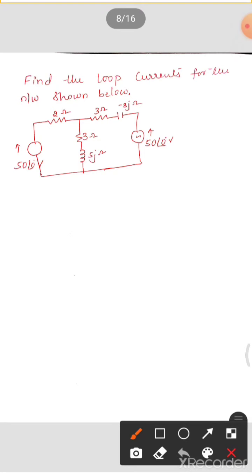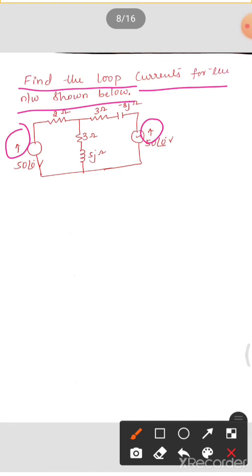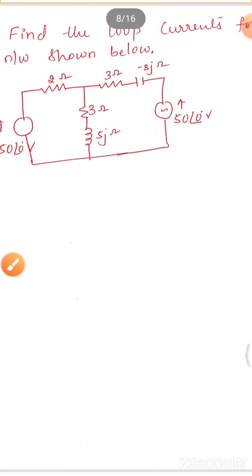Okay, let's go to the numerical which they have given. Find the loop currents for the network shown below. They have asked us to calculate the loop currents. Let's find out. See, don't get confused with this arrow mark. This is the circuit diagram which they have shown us.